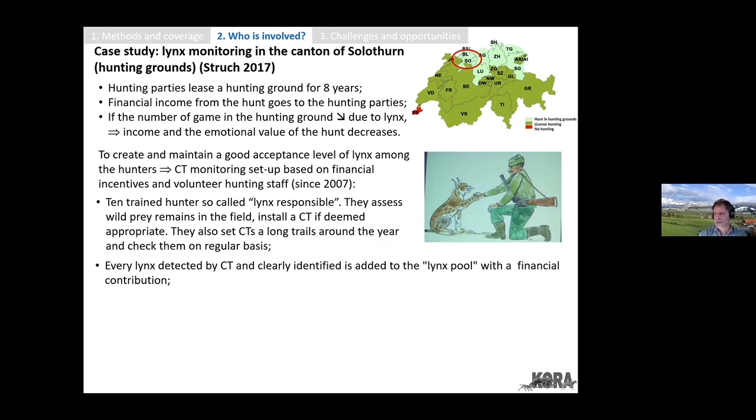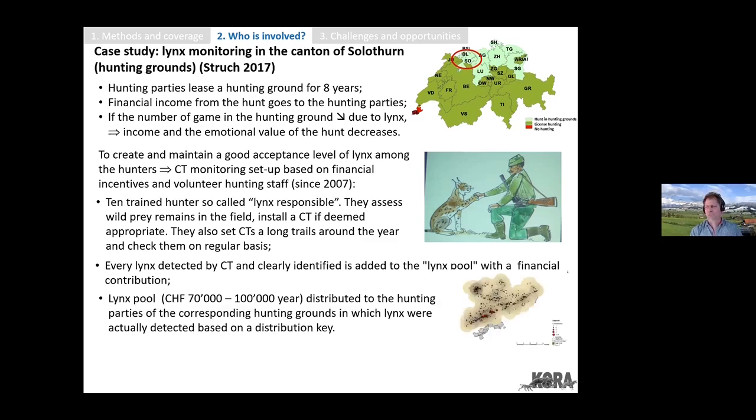And this is added to a lynx pool with a given financial contribution. If you are interested, I recommend you read it, unfortunately in German, from 2017. More detail can be found there. At the end of the year, you end up with a lynx pool of about 70,000 to 100,000 Swiss francs a year. And these are then distributed to the hunting parties of the corresponding hunting ground in which a lynx was actually detected, based on the distribution key.